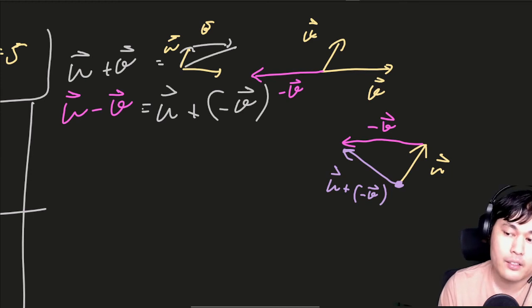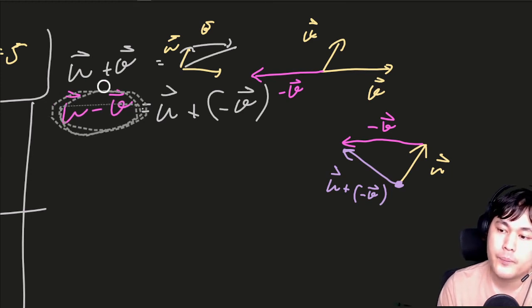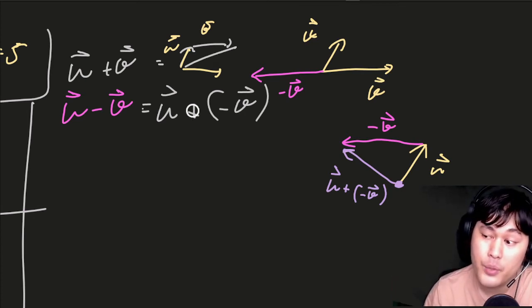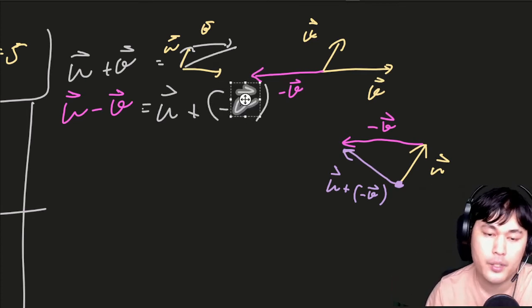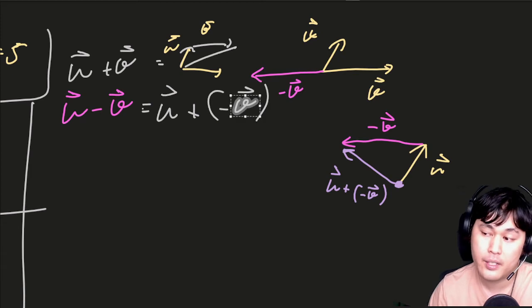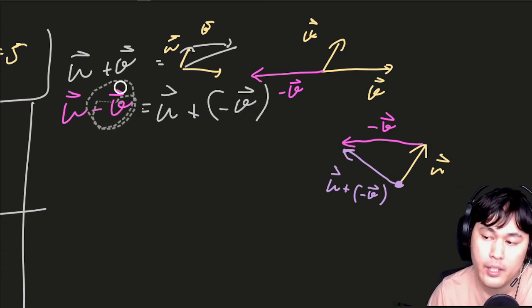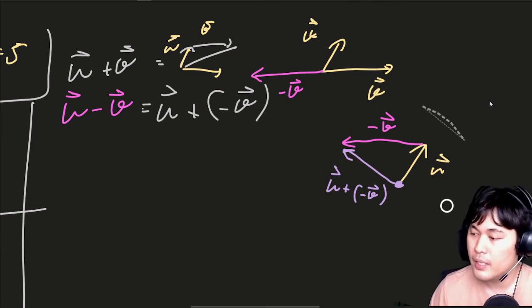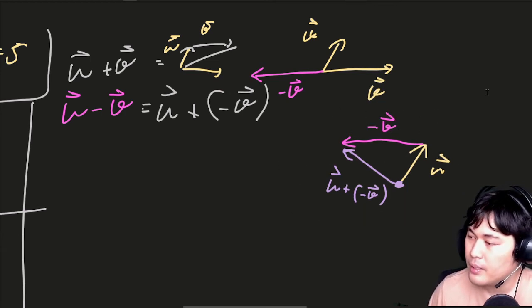So you can subtract. By definition, subtraction is the same as adding the reverse version of the second vector, the one with the negative sign. And so that's how you think about subtraction.